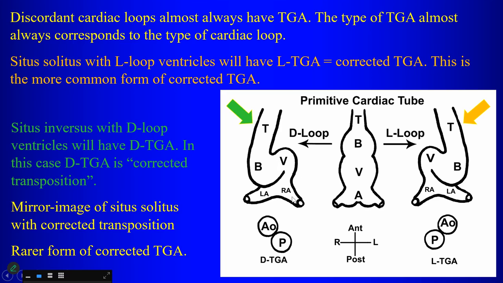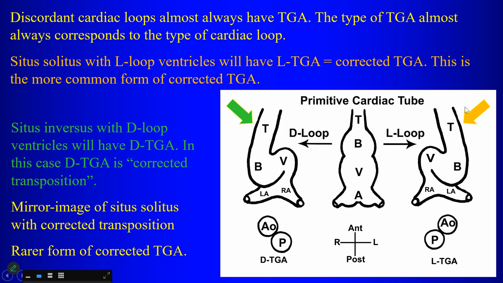Now, what happens, though, if we form a discordant cardiac loop the other way? What happens if we have situs inversus with a discordant cardiac loop? Right? So again, we have discordant atrioventricular connections. We will have discordant ventricular arterial connections because these patients will also develop transposition. We call it detransposition. Why do we call it detransposition? Because the cardiac loop was a D loop. But this is also congenitally corrected transposition because you have atrioventricular discordance and ventricular arterial discordance. This will also be congenitally corrected, right? It's the mirror image of congenitally corrected transposition in somebody with situs solitis.